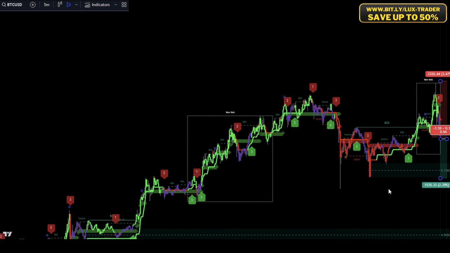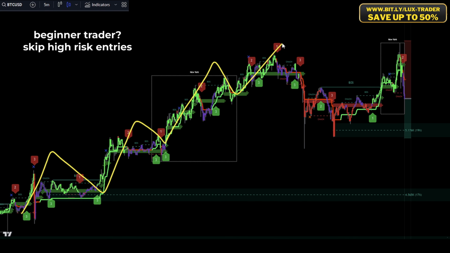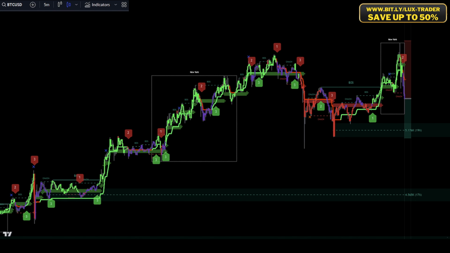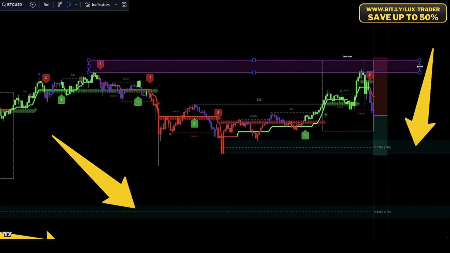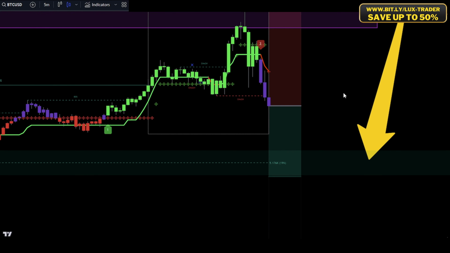But, zooming out, the market is in an uptrend, so if you are a beginner trader, I would recommend to skip entries like this one. As an advanced trader, you can spot here a resistance zone. Furthermore, there are some bullish order blocks being located below the actual price action, so there's a high chance the market starts a small correction before moving up again, targeting those order blocks.